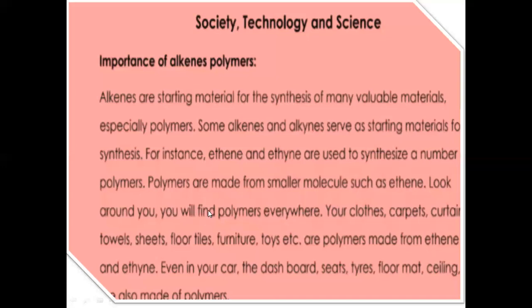Look around you, you will find polymers everywhere. Your clothes, carpets, curtains, towels, sheets, floor tiles, furniture, toys, etc. are polymers, and they are made up of ethene and ethyne, meaning alkenes and alkynes, because ethene and ethyne are the examples of alkenes and alkynes. Even in your car, the dashboard, seats, tires, floor mats, ceiling, all are polymers, and they are made up of ethene and ethyne.